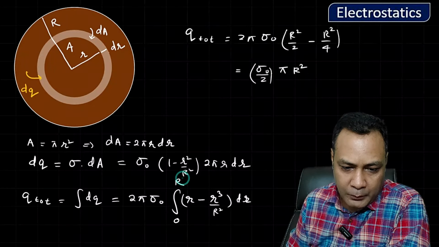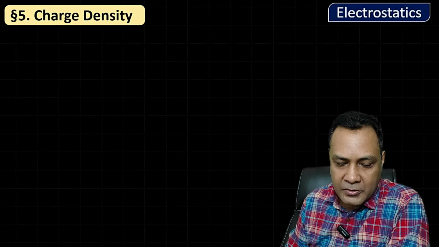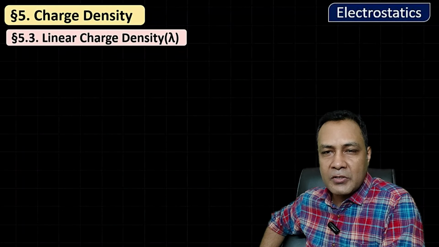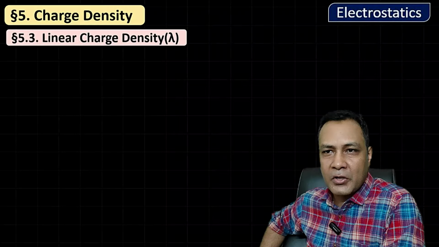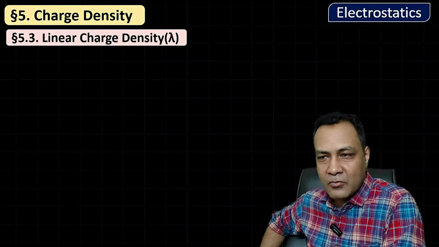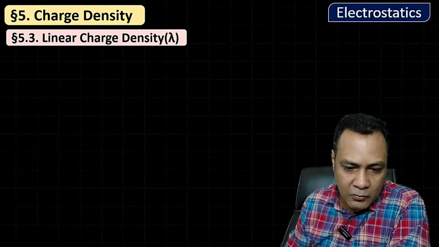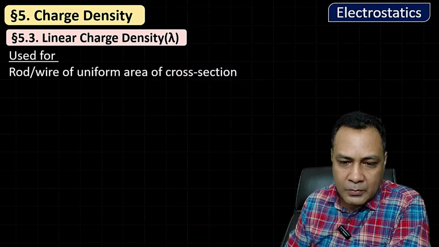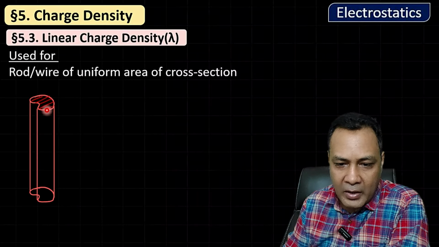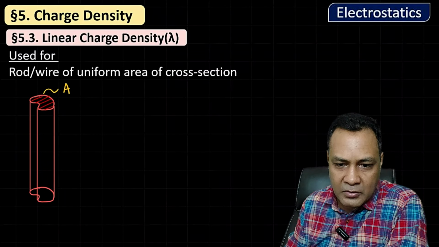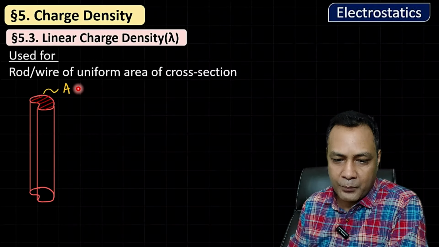Alright. Now another density, that is the linear charge density. We use linear charge density for a body whose cross-sectional area is the same everywhere. It doesn't matter whether that cross-section is circular, square, or of any shape. So suppose this is a wire and this is a cross-section. Everywhere it has the same cross-section.